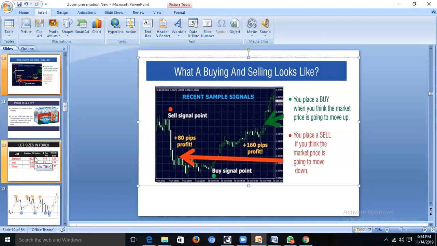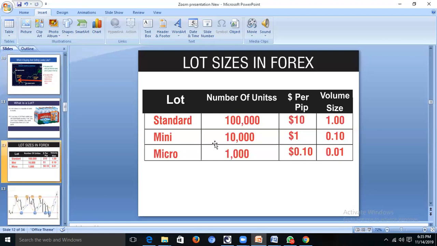Now, if you are using a mini lot, this is a mini lot. A mini lot will help you control 10,000 units of currency. With this mini lot, if you make $1 per pip, for this movement what you are going to make is $80. The lot size that you're going to use is determined by your account size.